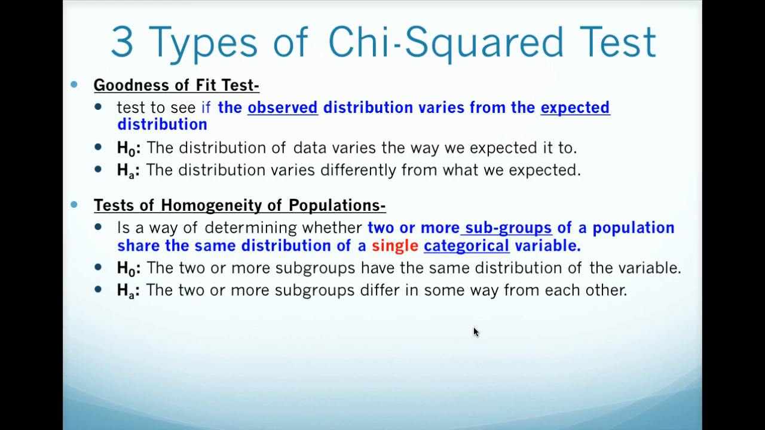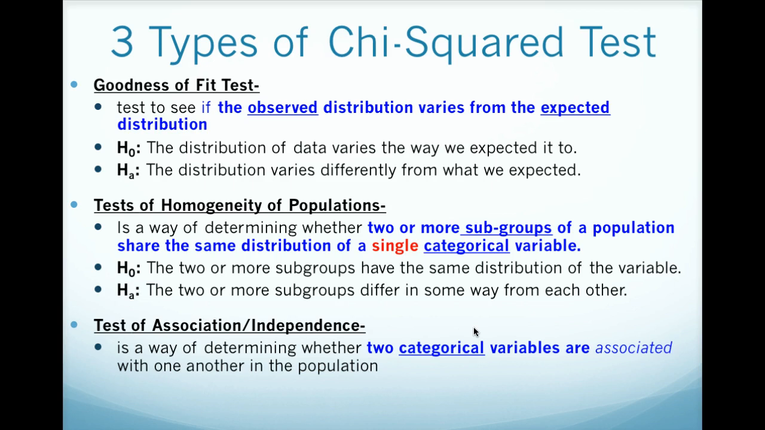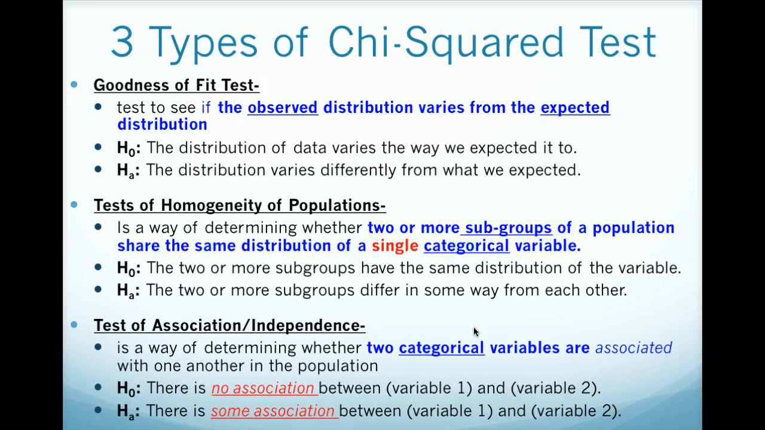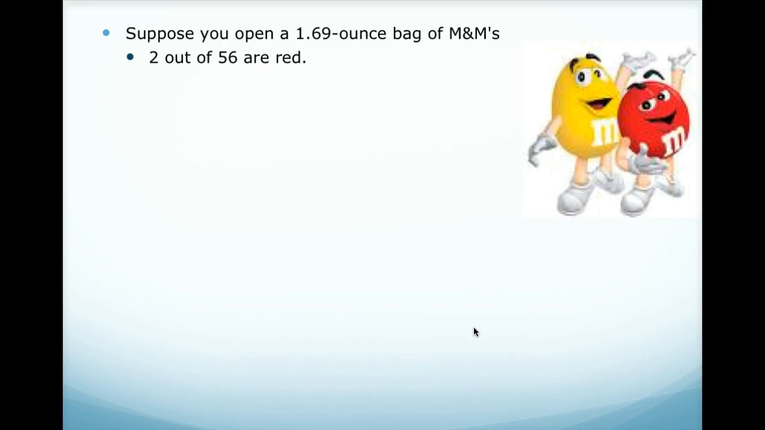And the last type of chi-squared test is called the test of association, and its goal is to determine whether or not two categorical variables are associated with one another in the population. Our null is that we're going to start by assuming there is no association between the two variables, and our alternative is going to be that there is some association between the variables. Now notice with this alternative I do not state the direction of the association, I just state that there is some association.